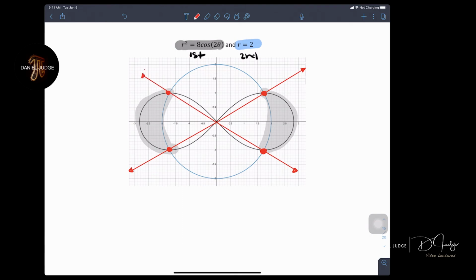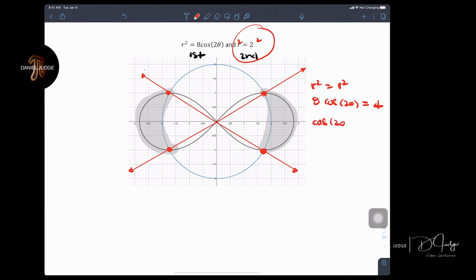Okay, we have to locate the points of intersection here. So set the curves equal to each other, right? We're going to have to square the second curve. So r squared is 2 squared, which is 4. So if we use red, r squared is r squared. On the left, we've got 8 cosine 2 theta, and that will be 4, because we squared the first curve over here. So we get r squared is 4. And that means cosine 2 theta is 4 over 8, which is 1/2.